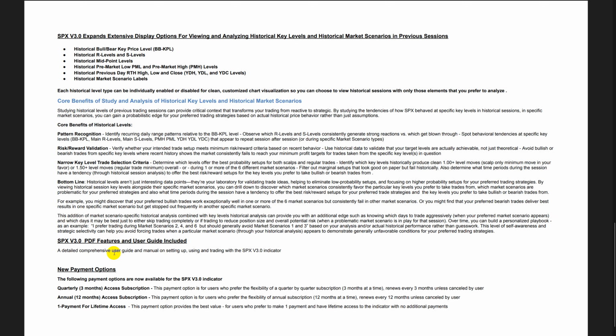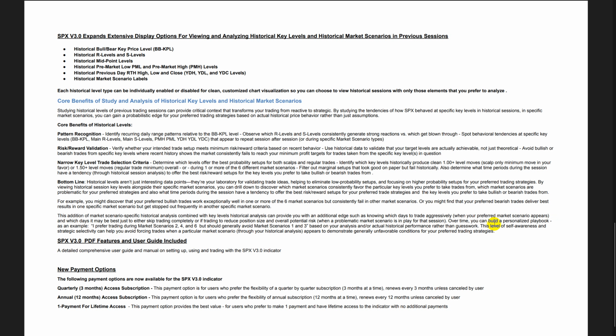This addition of market scenario specific historical analysis combined with key levels historical analysis can provide you with an additional edge, such as knowing which days to trade aggressively when your preferred market scenario appears, and which days it may be best just to skip trading altogether, or if still trading, to reduce your position size and overall potential risk when a problematic market scenario is in play for that session.